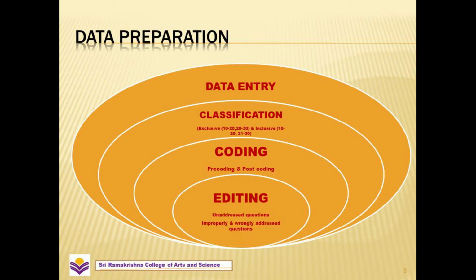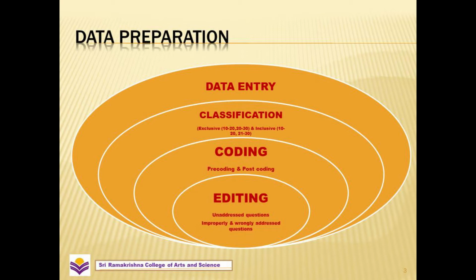If 2 or 3 questions are unaddressed, then we can eliminate those questions. If the respondent has not answered an interval question at all, then we can take the midpoint as a response. This won't affect the result of your study. The second part is improperly and wrongly answered questions. If some questions are crucial for the research and are wrongly or improperly addressed, then it would be better to contact the person and ask them to explain the answer.